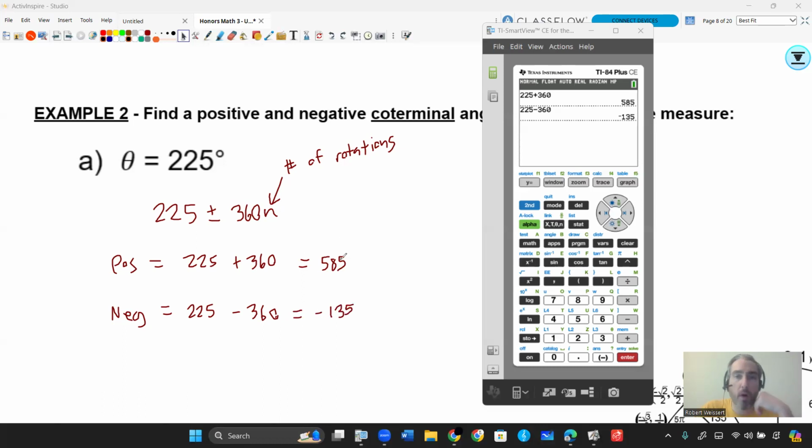Now, if you're asked to get several coterminal angles, here's a little calculator trick. If you have one of these TI-84s, you could just enter the number in and say plus 360, and it takes your previous answer. So if you just hit enter, you can get an unlimited amount of coterminal angles. You can do the same thing with subtracting. Just enter your number in, minus 360, enter, and you have as many as you want until your heart's content.